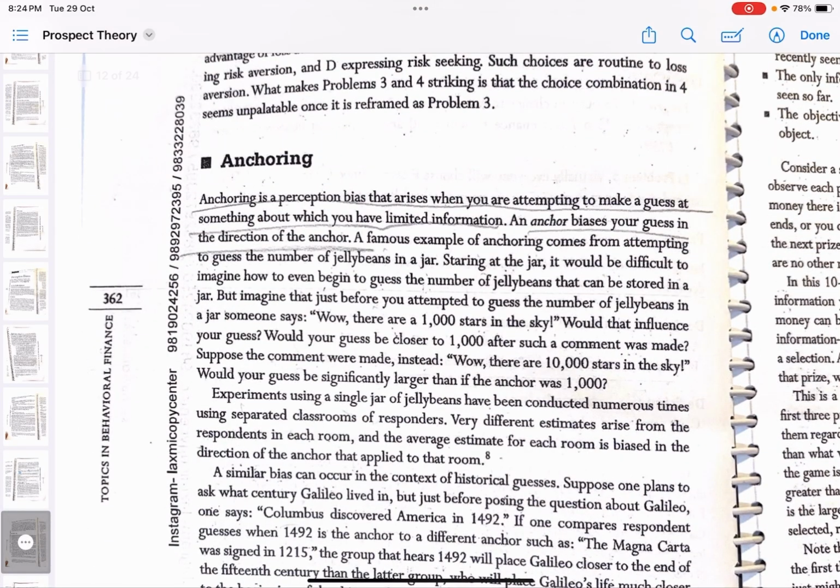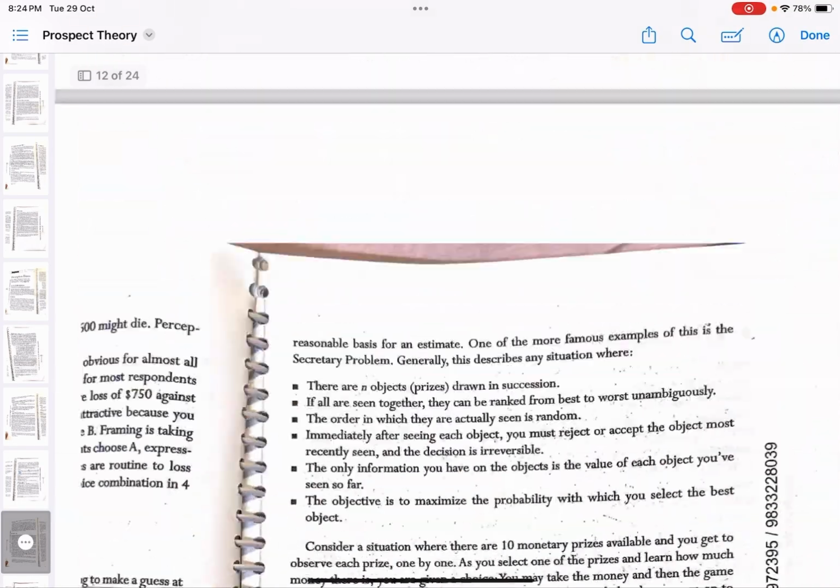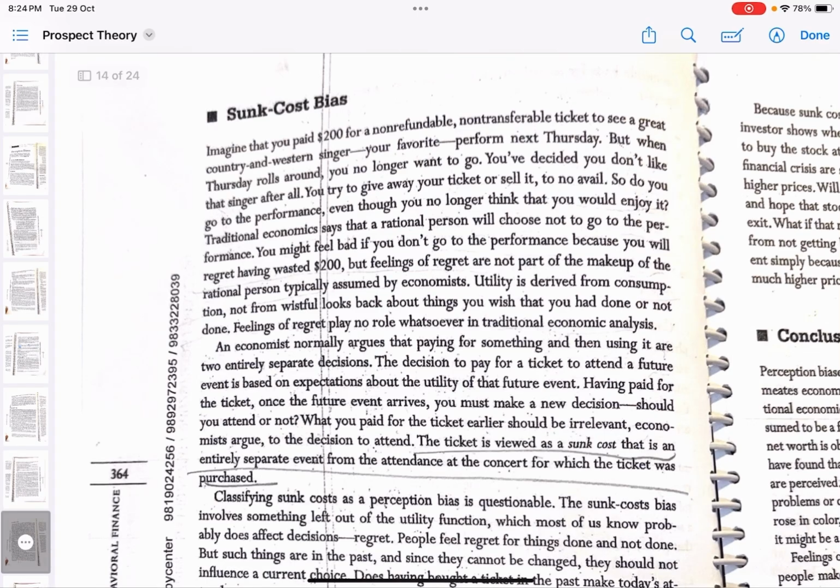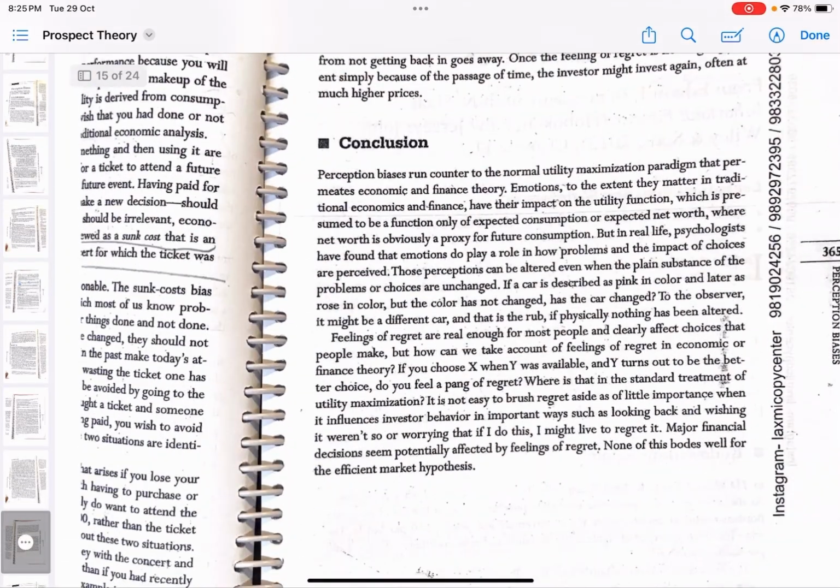And then we have anchoring, which means if someone anchors a particular thought in and around you, then your decision is affected by it. And then we have sunk cost bias, which means that the event which was booked before and the event that is going to happen are both different events. And regret is something which takes into account, and something which is related to mental accounting.